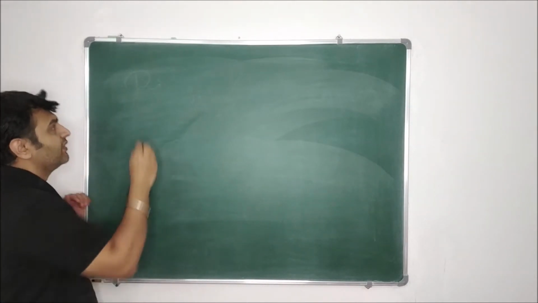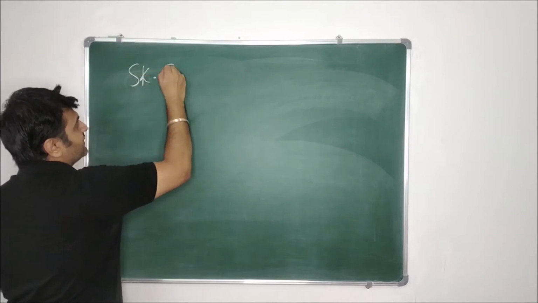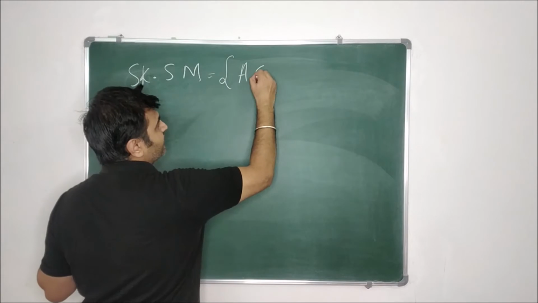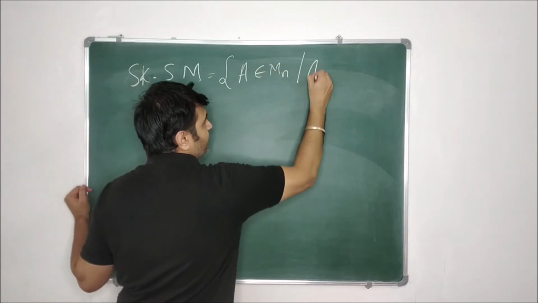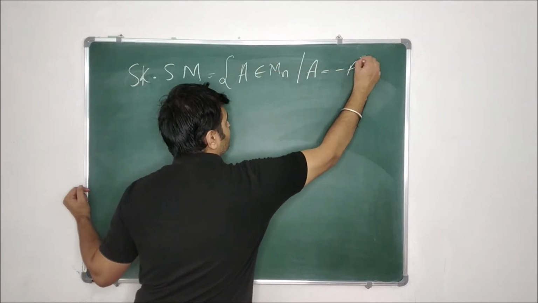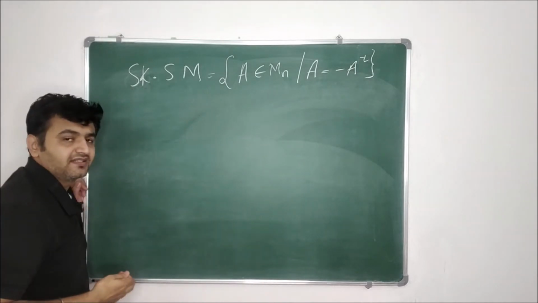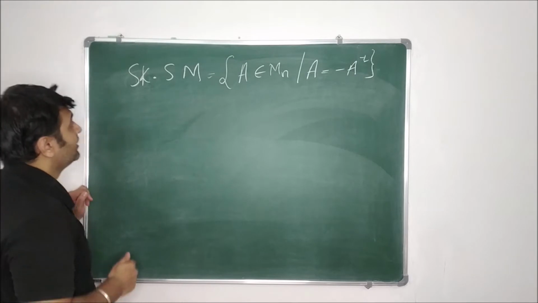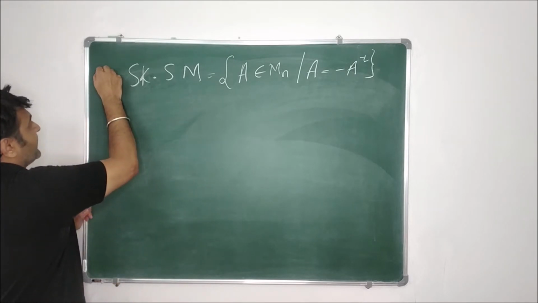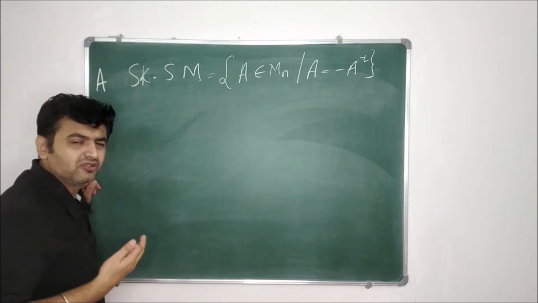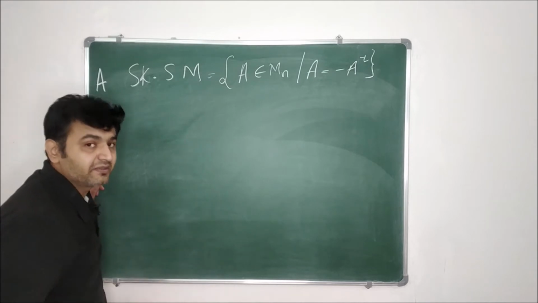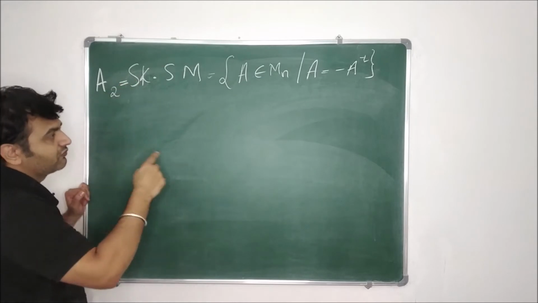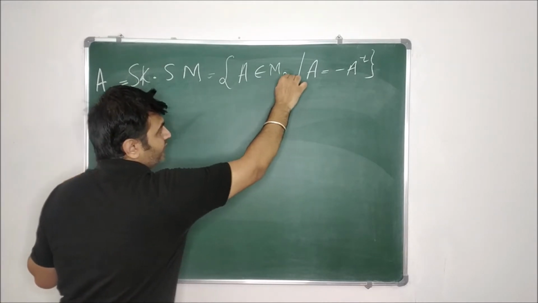Let's go step by step. So skew symmetric matrices means the set of all square matrices such that A is equal to minus A transpose. When you remove the minus, it is a symmetric matrix. When you put the minus, it's a skew symmetric matrix. Let me call this A, because some people also call such matrices anti-symmetric matrices. Now let me first play with order 2, which means my A belongs to M2.